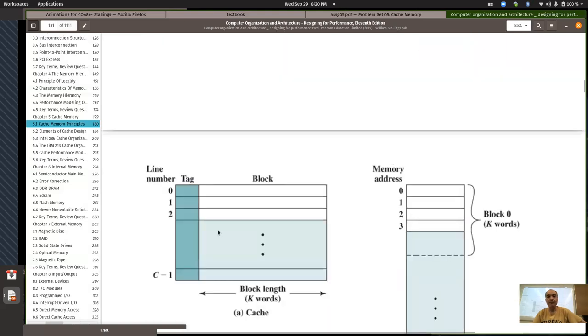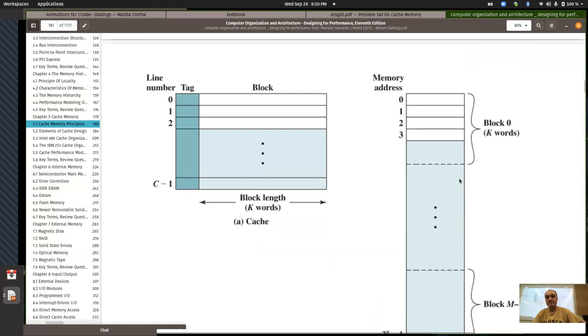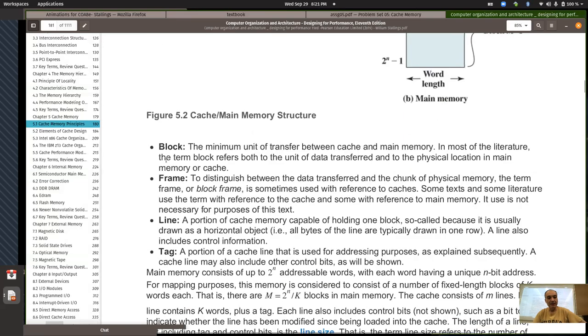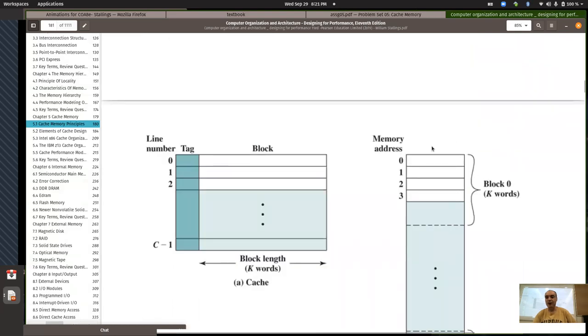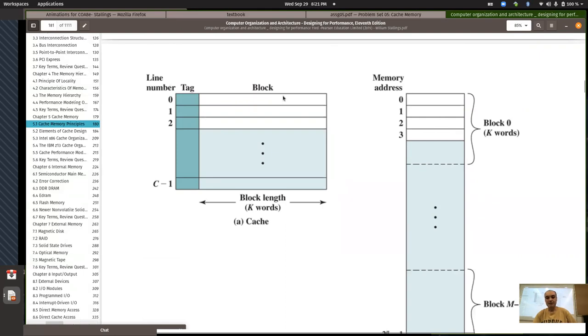So there has to be some sort of a mapping between where we're going to take a block of memory. It gives a few more definitions here. A block is sometimes referred to as a frame when we're talking about actual physical memory. Generically, it's a block. So the block size between the two memory levels has to be defined to be the same here.